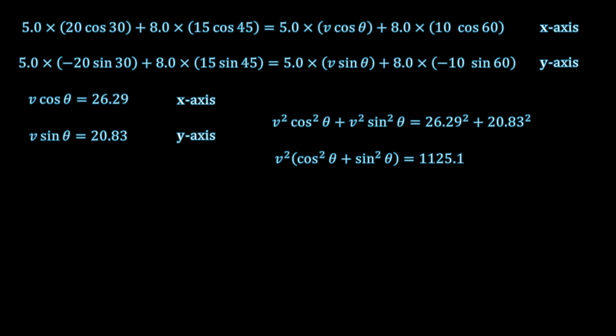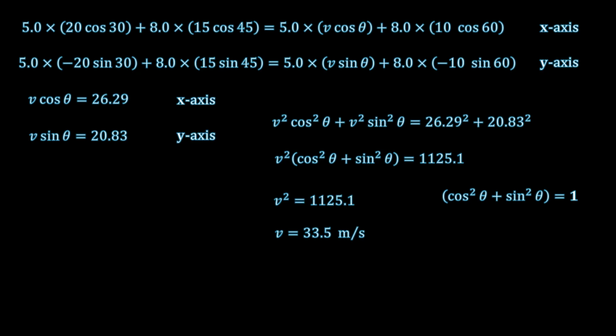1125.1. Cos squared theta plus sine squared theta is equal to 1. And we have v squared equals 1125.1. And therefore, v equals 33.5 meters per second after taking the square root.